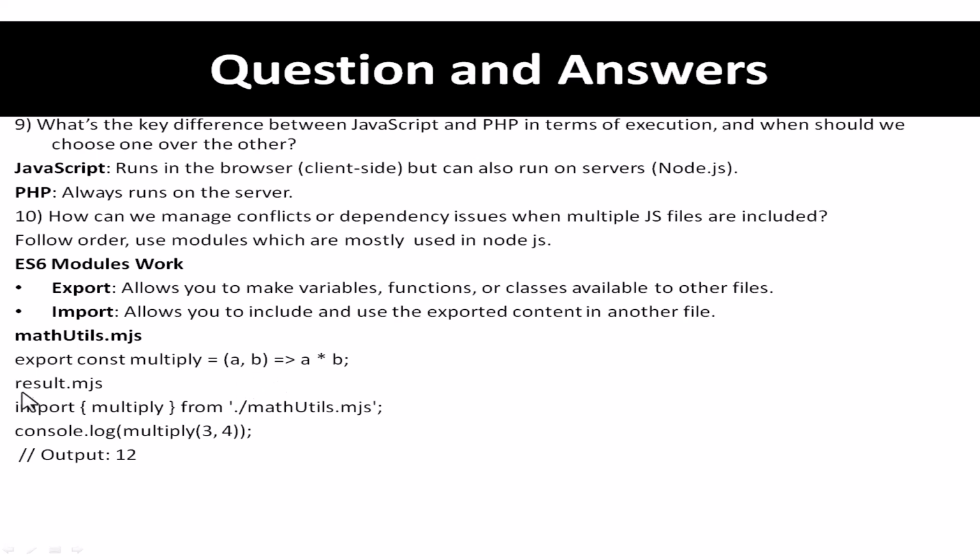Next, another one is result.mjs. Now it is going to import. Export means it is going to send, and import means it is going to receive. From which function? multiply. So here we have given import multiply from the file name we saved, mathutils.mjs. The same thing will retrieve the particular data. Now it is going to run console.log multiply 3 comma 4. So 3 and 4 will be multiplied and the resultant output will be shown here.